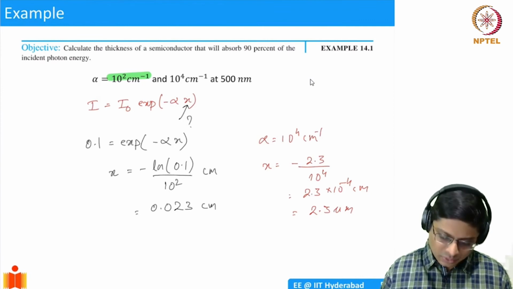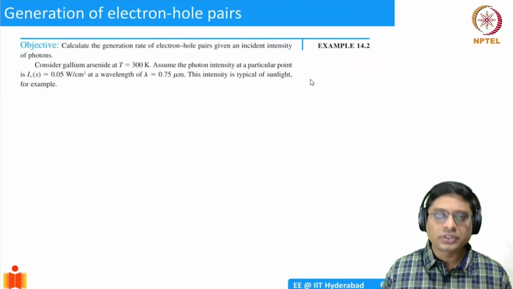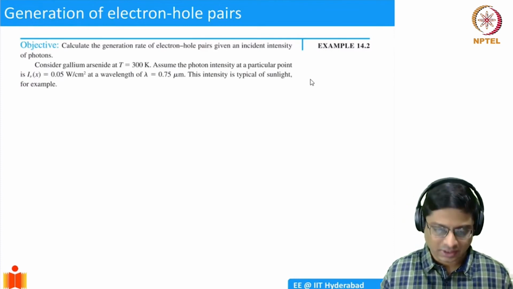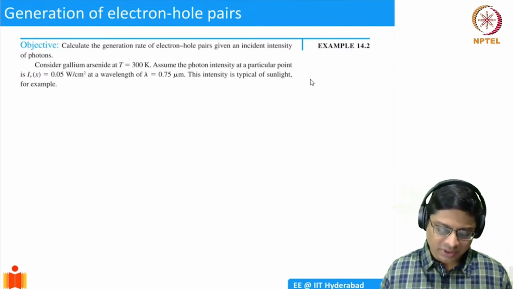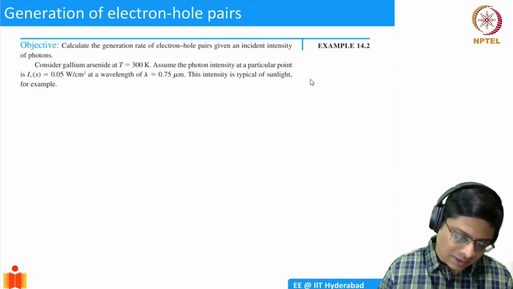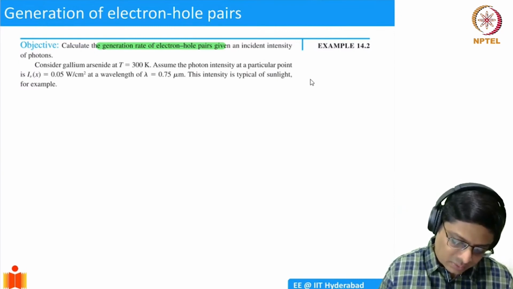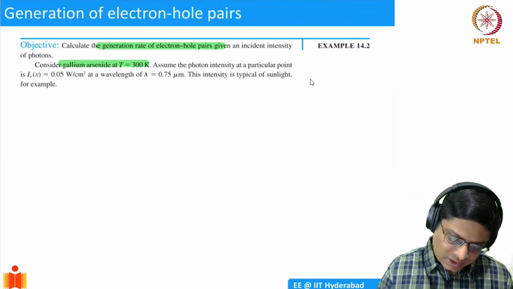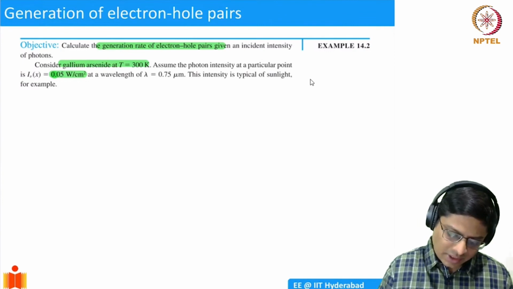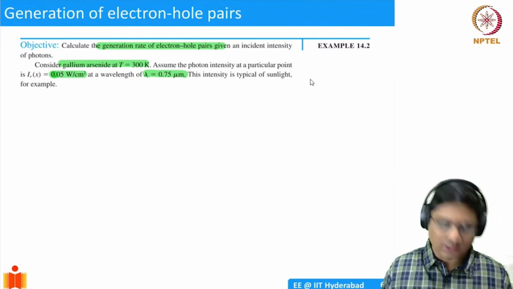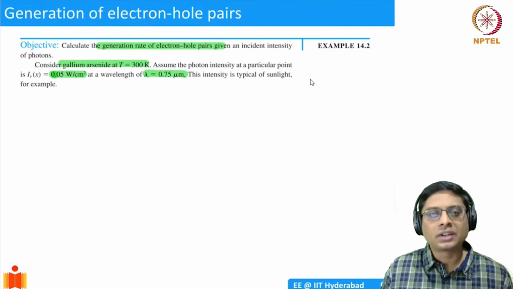Now let's do one more problem, and this is about generation of electron hole pairs. So we said that when the photon is absorbed, it gives rise to electron hole pairs, right? So what is the rate at which you can generate these electron hole pairs? Calculate the generation rate of electron hole pairs given some incident intensity. We are asked to calculate for gallium arsenide at room temperature, where the photon intensity incident at a particular point is 0.05 watt per centimeter square, at this wavelength. The intensity is typical of sunlight. So how many electron hole pairs are produced?